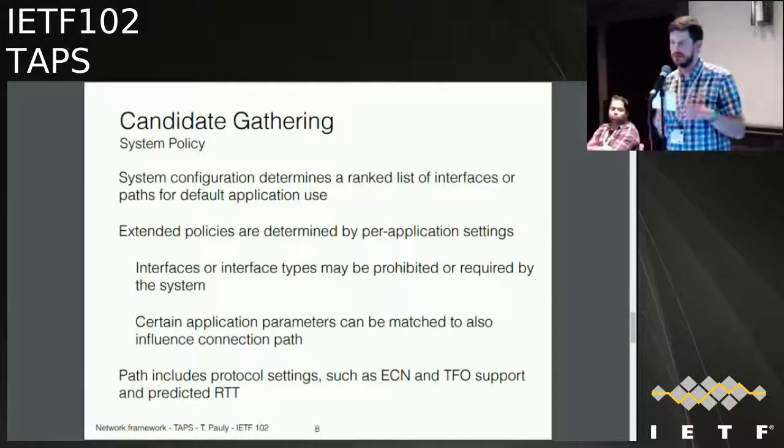So the policies that get installed in the system can look like, if you are process X and you're marking yourself as working on behalf of account Y, then get scoped to this interface. And so, as I said before, the path includes not only which interfaces you're going over, but the protocol settings such as ECN and TFO allowances and your predicted RTT, so we can do better Happy Eyeballs.